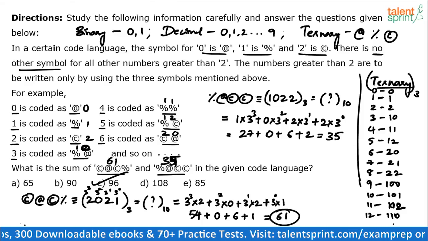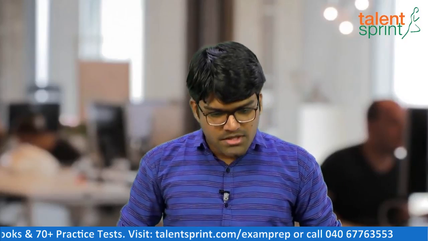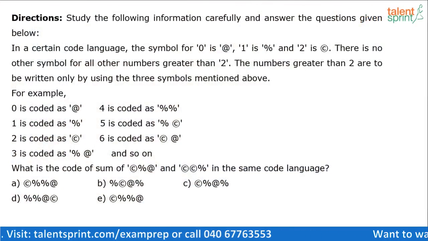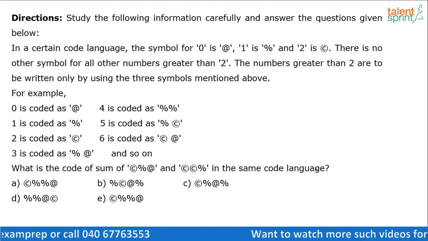Option C, 96 is your answer. Okay, let's look at the next question presented along with the same set of data here. What does it say now? What is the code of the sum of this and this in the same code language?